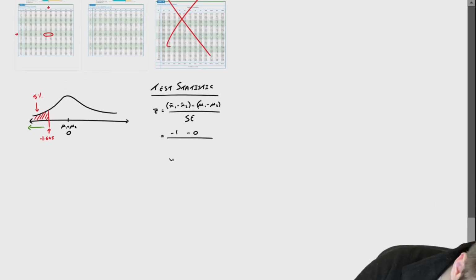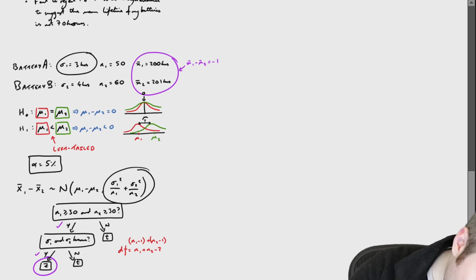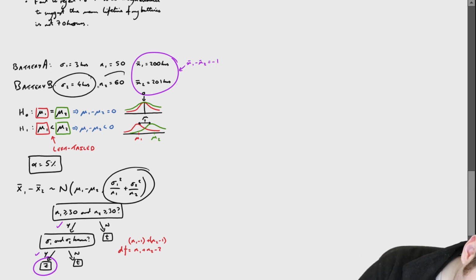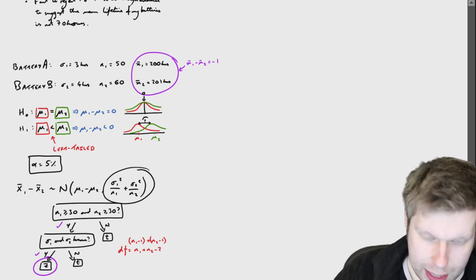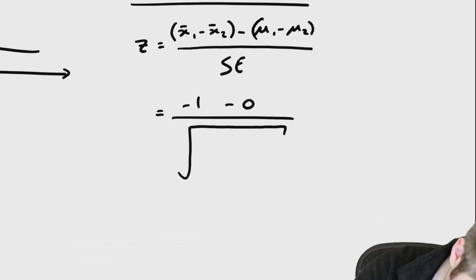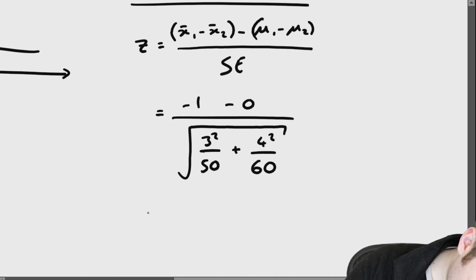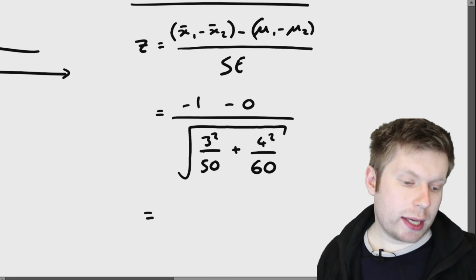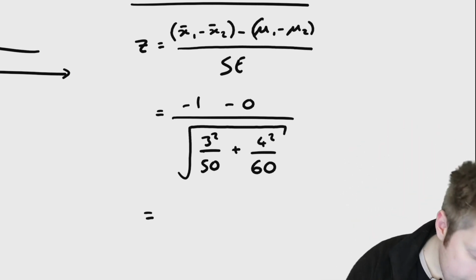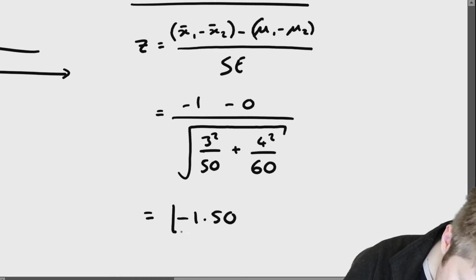So it's going to be the square root of sigma 1 squared, which I've got up here, that's 3 squared, over n1, which is 50, plus sigma 2 squared, which is 4 squared, over 60. So let's write that down: 3 squared over 50, plus 4 squared over 60. I'm going to stick all of that into a calculator to see what we get. So I get negative 1.49, or negative 1.50 to 2 decimal places. So that's my test statistic.